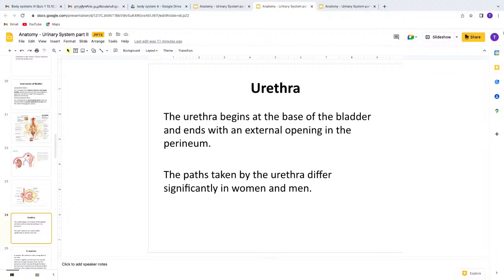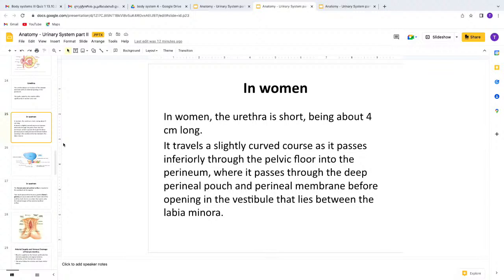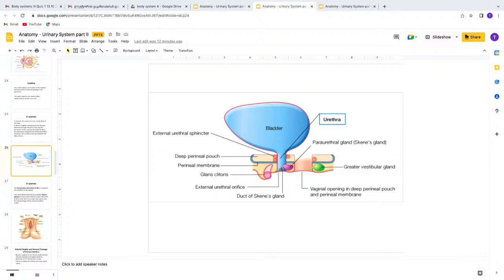The urethra begins at the base of the bladder and ends with the external opening on the perineum. The pathway of the urethra is always different for females and males because we have different genital organs, right? Let's start with women. In women, the urethra is short, around 4 centimeters long. It travels a mostly curved course as it passes through the pelvic floor into the perineum, where it passes through the deep perineal pouch and perineal membrane before opening in the vestibule that lies between the labia minora. As you see here, this is the bladder, and this is the urethra schematically.